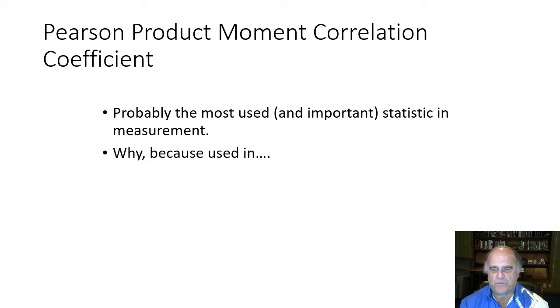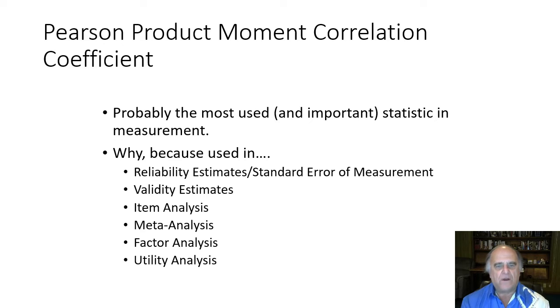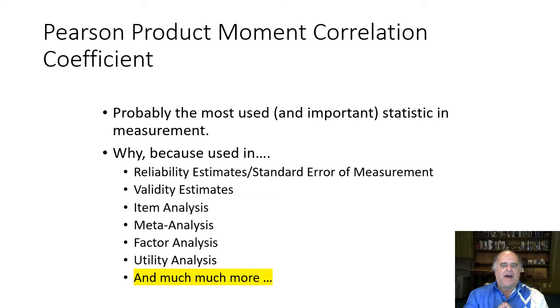Okay, so the Pearson product moment correlation coefficient, or R, is probably the most used and important statistic in measurement. Why? Well, because we use it in a lot of things. We use it in reliability estimates, including estimating the standard error of measurement. We use it to estimate validity. We use it in item analysis. We use it in meta-analysis. We use it in factor analysis. We use it in utility analysis, and much, much more.